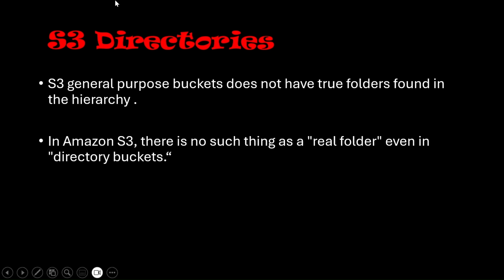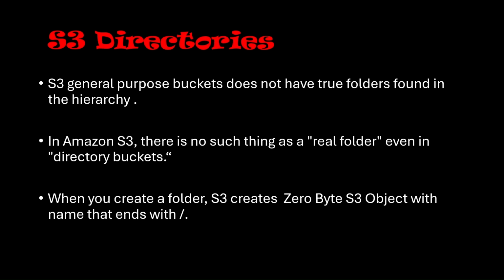All S3 buckets, whether general purpose buckets or directory buckets, are flat in structure. Folders are just visual representations, and the objects are stored as key-value pairs in the buckets. When you create a folder, S3 creates a 0-byte S3 object with a name that ends with a slash to make it look like a folder. As I already said, S3 does not have real folders.